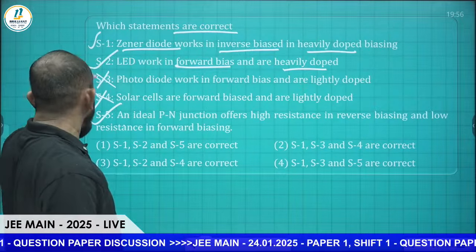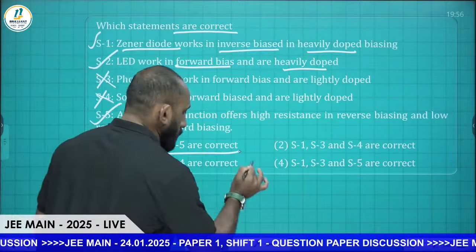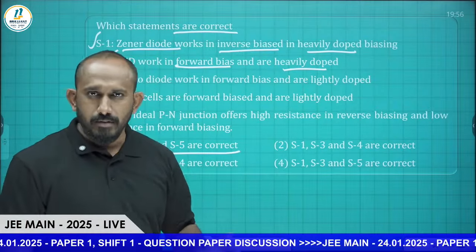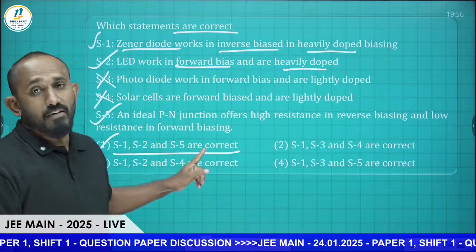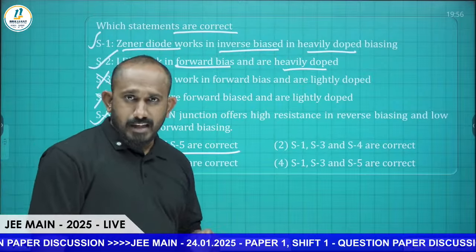So 1, 2 and 5 are correct. See, 1, 2, 5 is correct. First option is the perfect one. Yes, all of you got it, that's fine. So first statement, 1, 2 and 5 are correct. 3 and 4 are wrong. Let's see the next question.